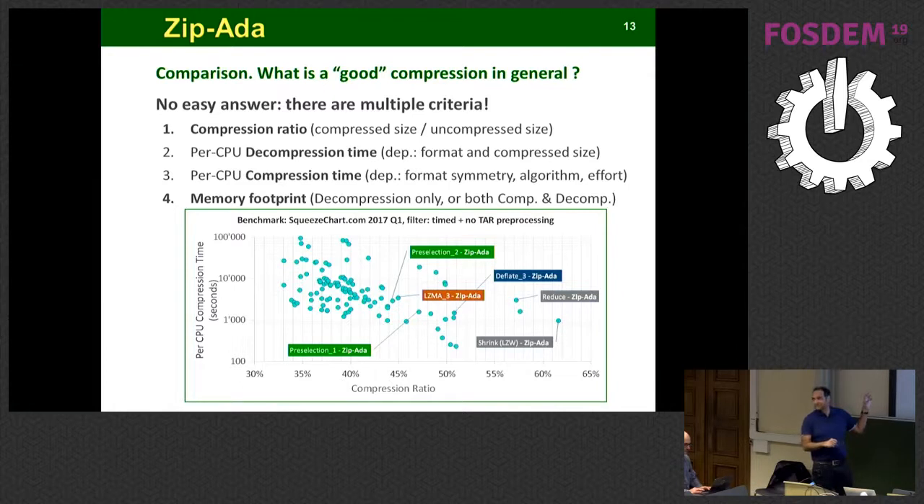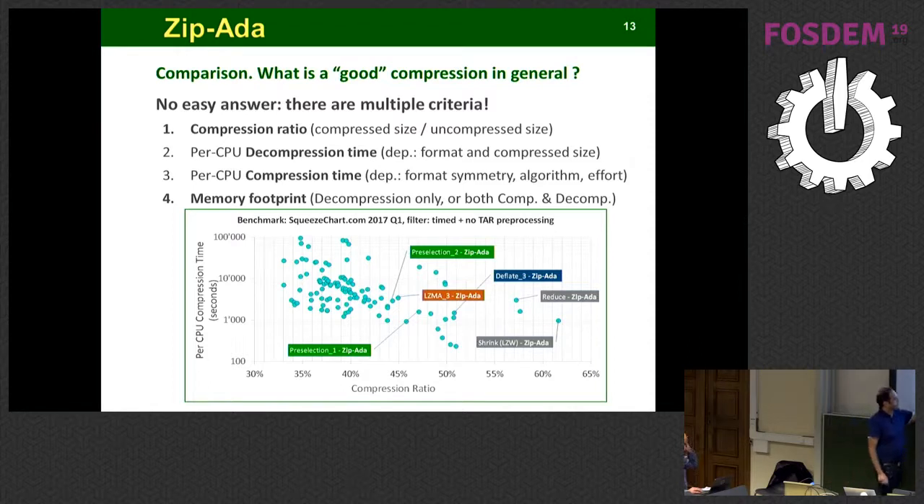But if it takes really too long to compress the data, it can be also a problem, or perhaps not, because sometimes you have something you compress once and it's downloaded thousands of times, so you can care or not about compression time. And finally, that's more about the embedded systems, you have the question of memory footprint. Do you want to keep all the internal tables of the compression and decompression within certain constraints?